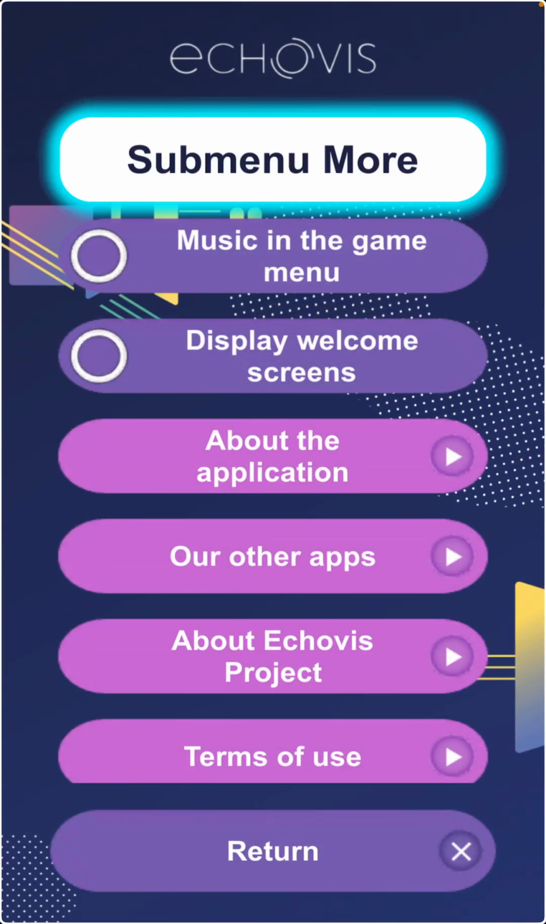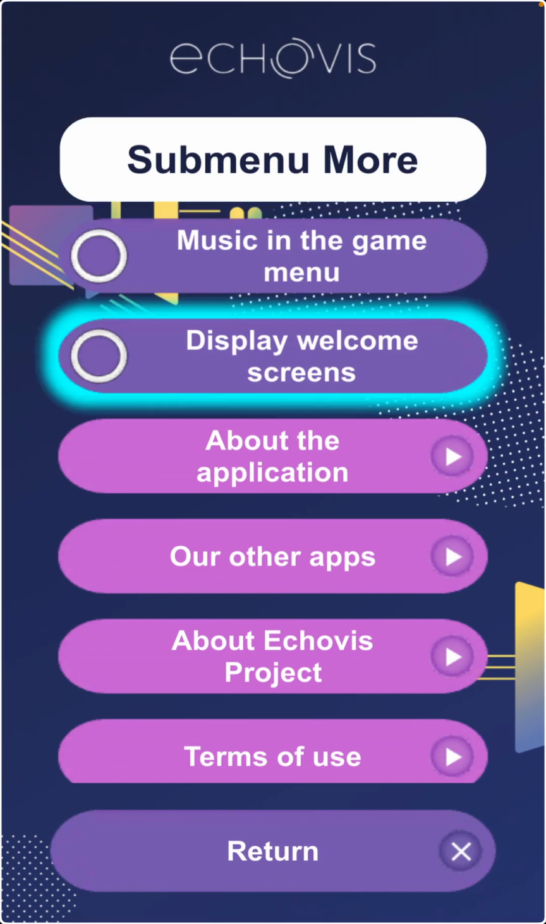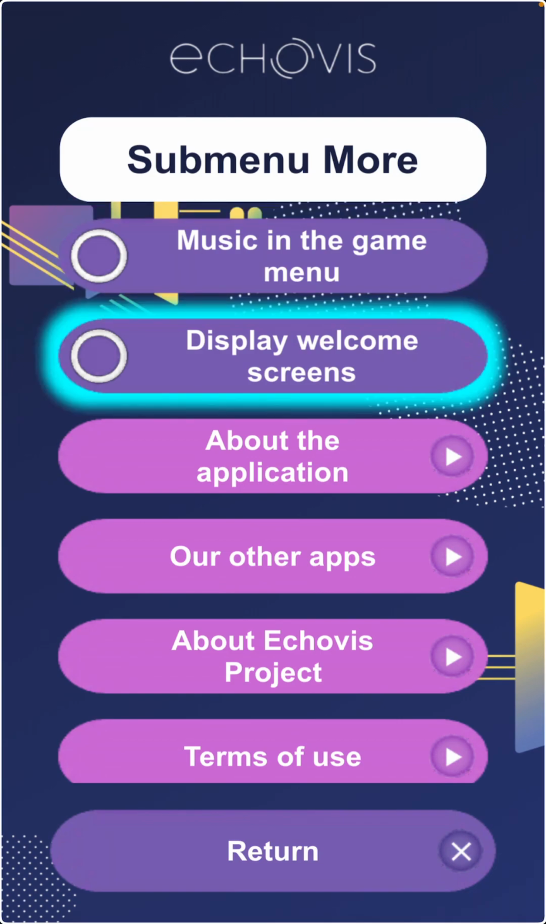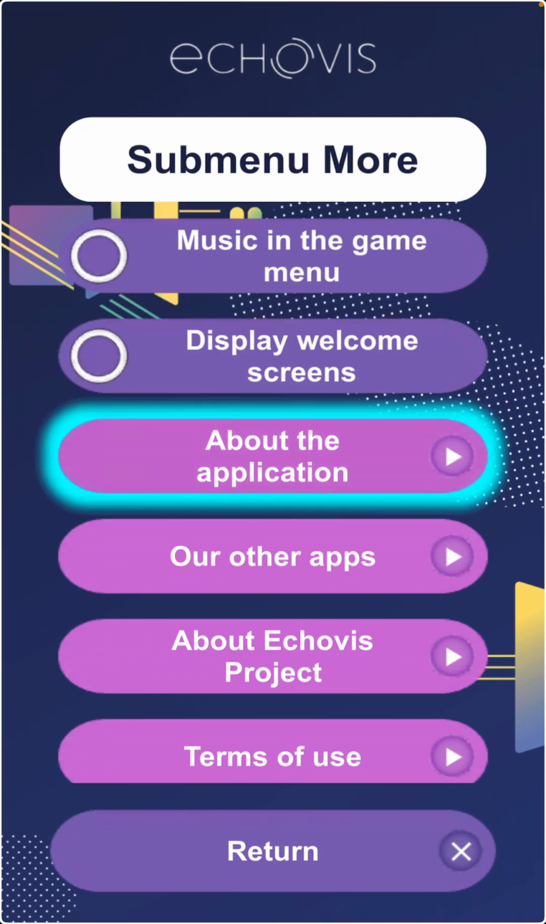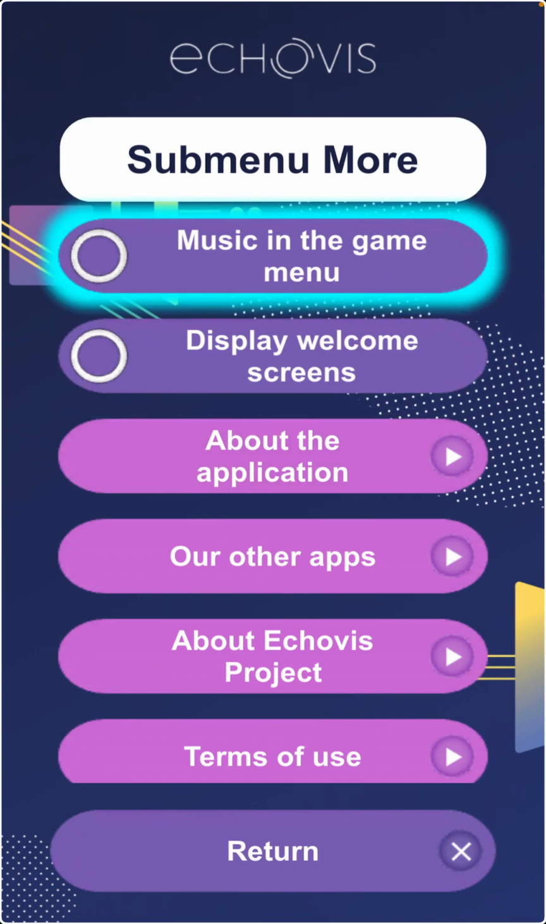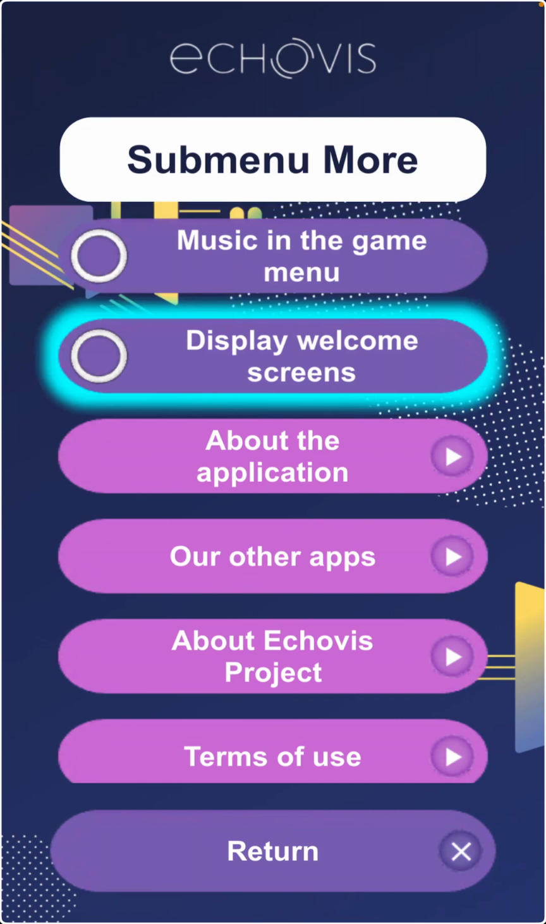Music in the game menu. Check. Toggle. Let's double tap to switch. Display welcome screens. Check. About the application. Music in the game. Music not checked. We can disable it by double tapping to switch, and we can enable it again. Display welcome screens, check. Toggle. Double tap to switch.